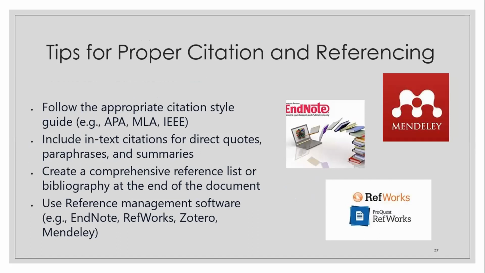For proper citation and references, there are different styles. For the thesis, we mostly use APA, the seventh edition of the APA style. Most universities use APA. For journals, they use different styles. You need to go to the author guidelines and see which style the journal requires.